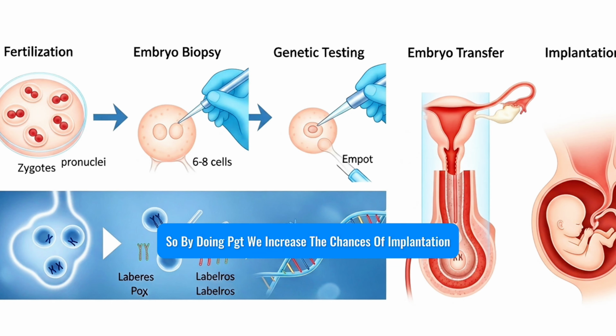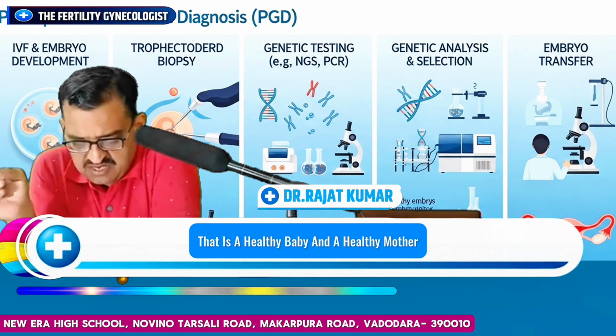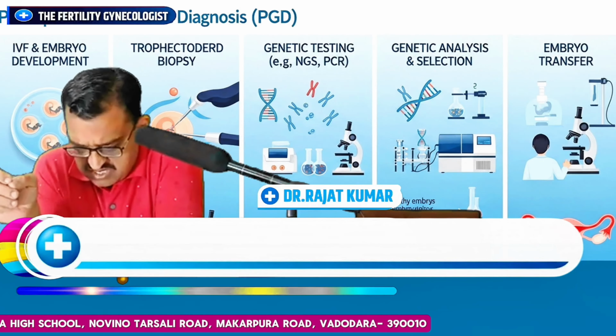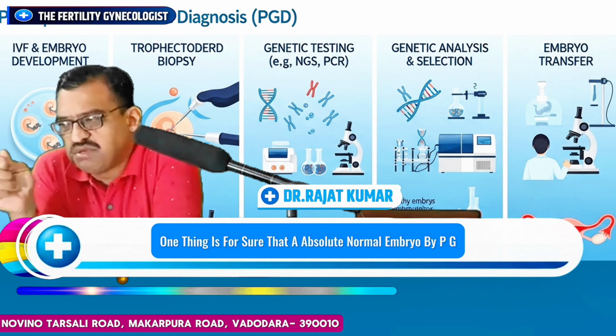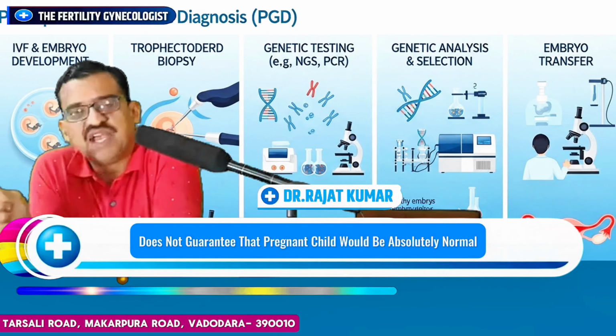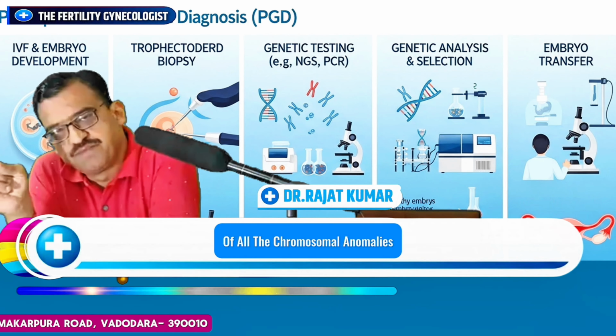So, by doing PGT-A, we increase the chances of implantation, we decrease the number of attempts, we decrease the chances of miscarriage, we also improve the pregnancy outcome, that is a healthy baby and a healthy mother. One thing is for sure, that an absolutely normal embryo by PGT-A does not guarantee that the child would be absolutely normal of all the chromosomal anomalies.